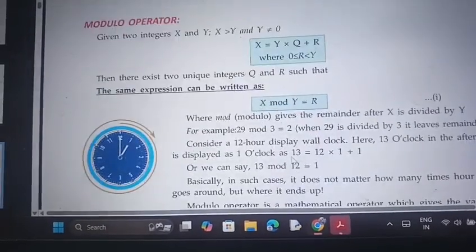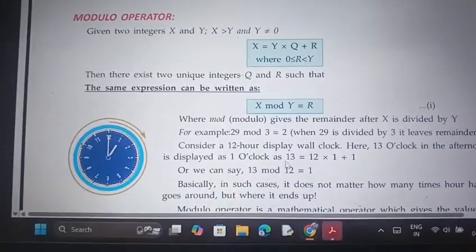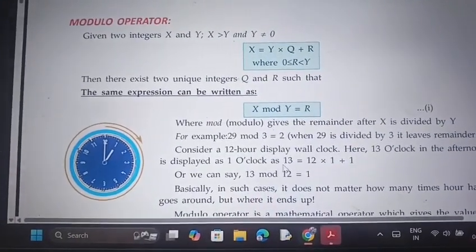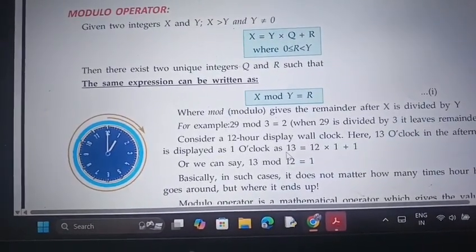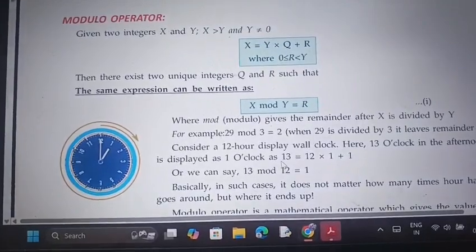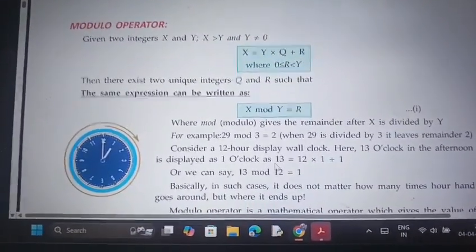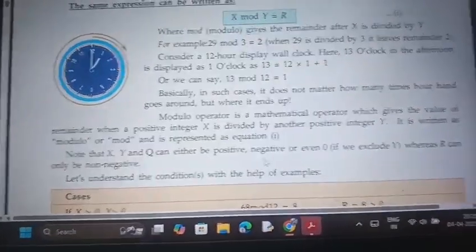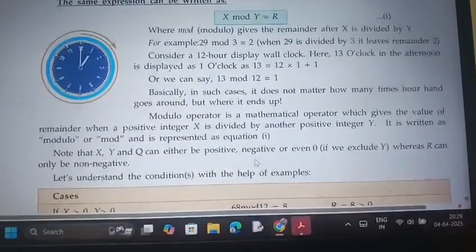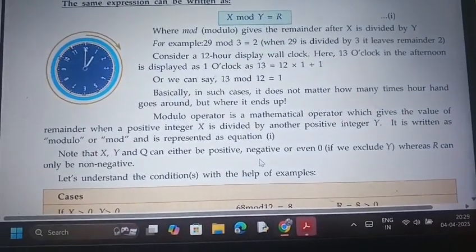Modulo operator. Given two integers x and y, where x is greater than y and y is not equal to 0, x is equal to y into q plus r. Then there exist two unique integers q and r such that the same expression can be written as x mod y is equal to r, where mod, in brackets modulo, gives the remainder when x is divided by y. For example, 29 mod 3 is equal to 2. When 29 is divided by 3, it leaves the remainder 2.